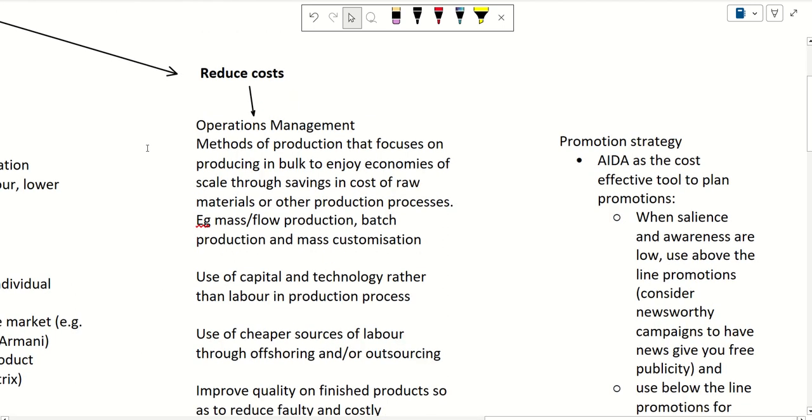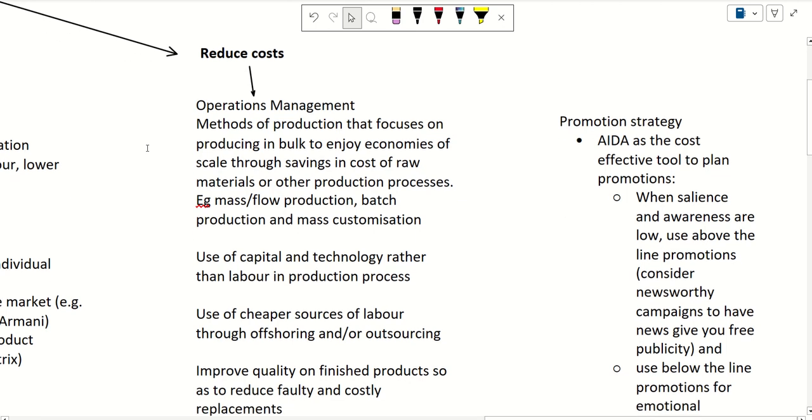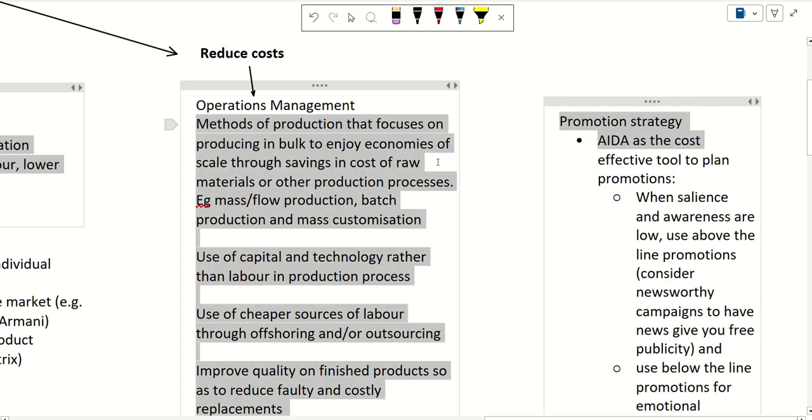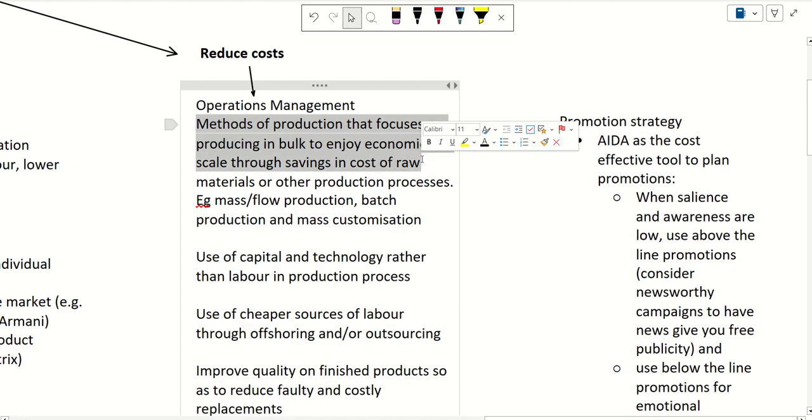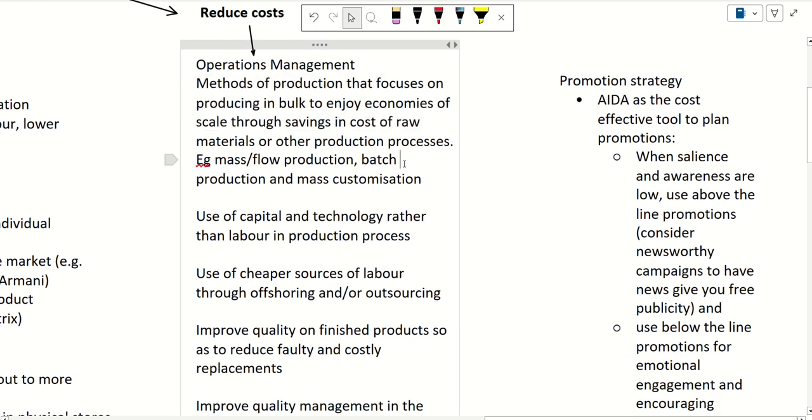Right, so the last thing that you want to do in terms of raising your profitability is to reduce costs. Okay, so like I said, some companies do all simultaneously. Some companies focus on certain things, like reducing costs, for example. So methods of production that focus on producing in bulk to enjoy economies of scale, through savings, actually reduce cost for them. Okay, so it might even be batch production, for example.